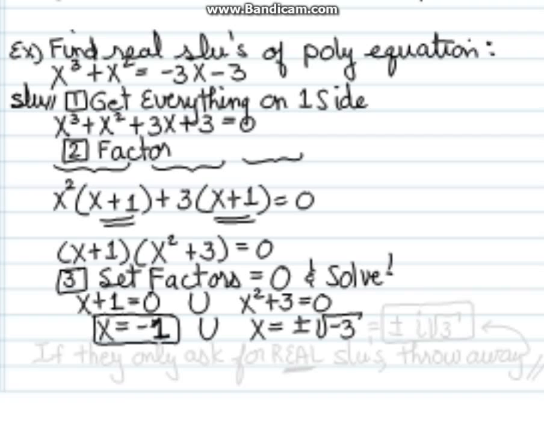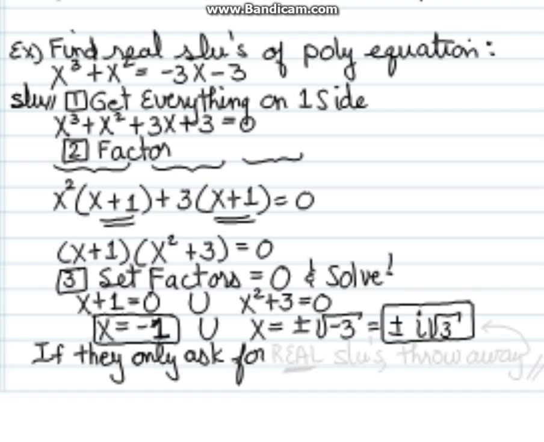Now you can write that in terms of the imaginary number i. It's x equals plus or minus i times the square root of 3. That's what you get if you factor out the square root of negative 1. Okay, now you would write the answer that way if they ask you for all the complex solutions. But in this case, they ask us to find, let's see, the real solutions.